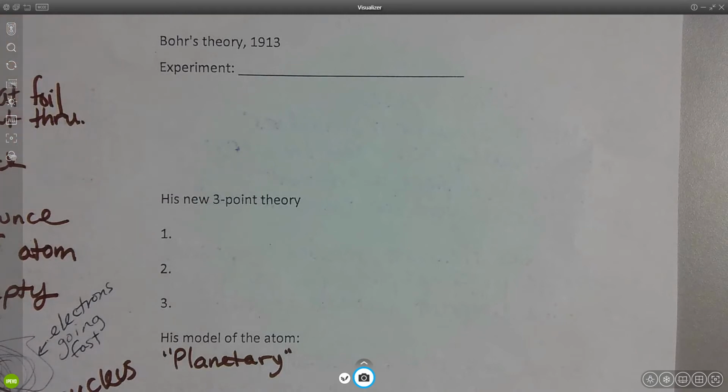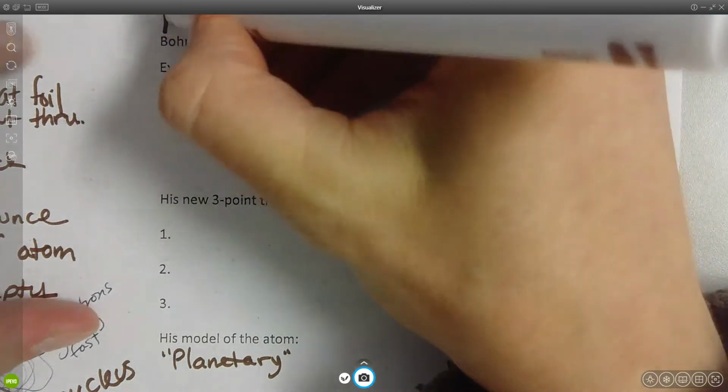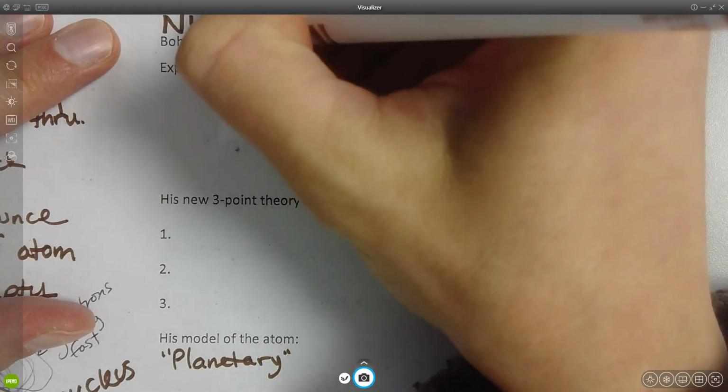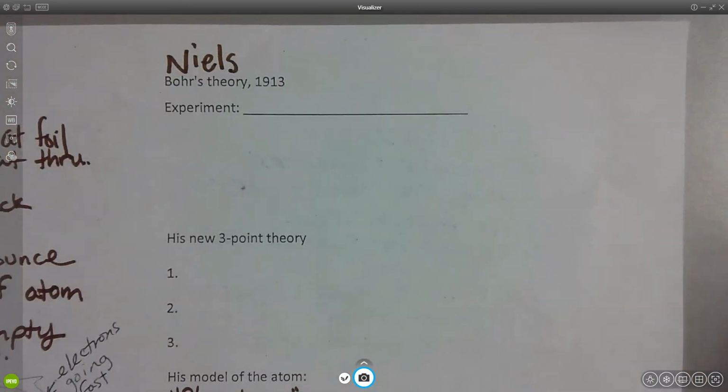Now we'll talk about Bohr. And Bohr's name was this, Niels, with an S on the end.